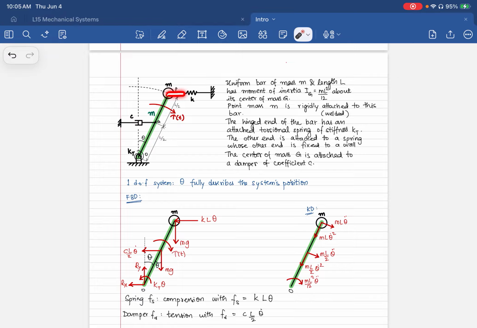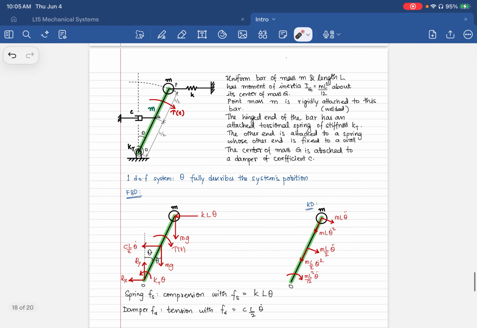A revision of something we looked at is that since this spring is not vertically oriented, it's not along the direction of gravity, there's no static deflection that's going to counteract gravity. And so you do have to account for gravity in these free body diagrams.